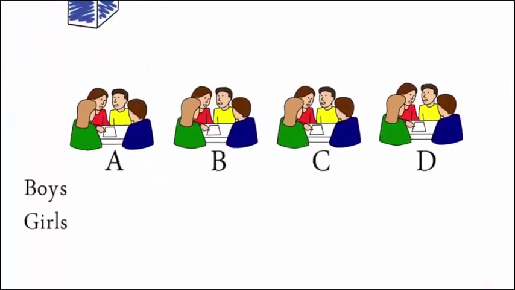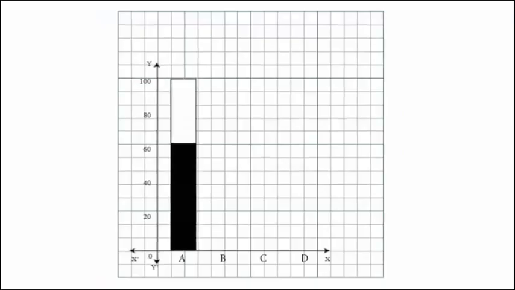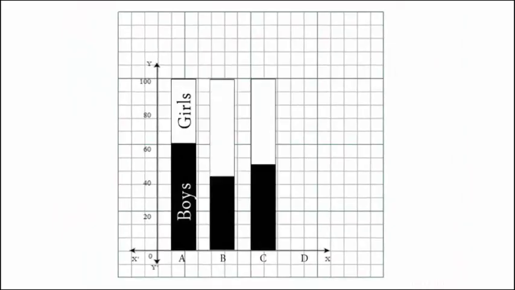Here, in division A, if we convert the data into percentages, we'll get 62.5% boys and 37.5% girls. And we display this data in a similar way as in the subdivided bar diagram. And we can draw the remaining bars.